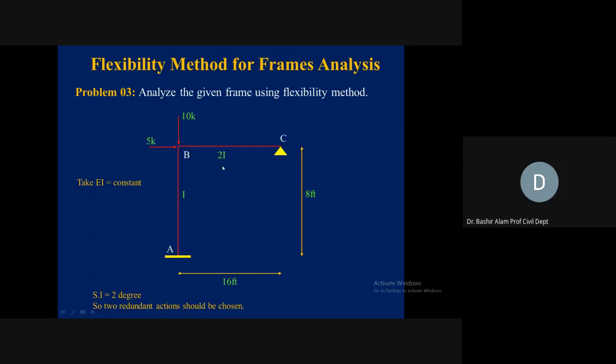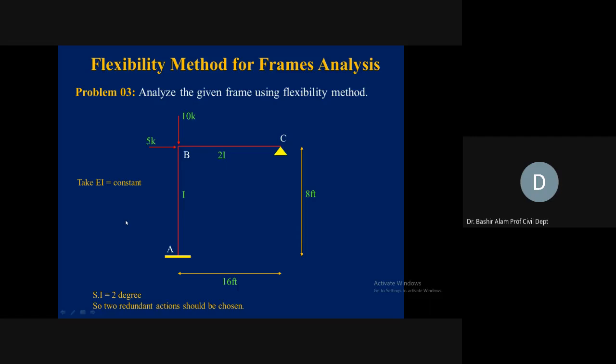It is not constant. Why? Because for BC, we have 2EI, and for AB, we have only EI. So this statement is kind of misguiding. I and 2I are directly given for the members.